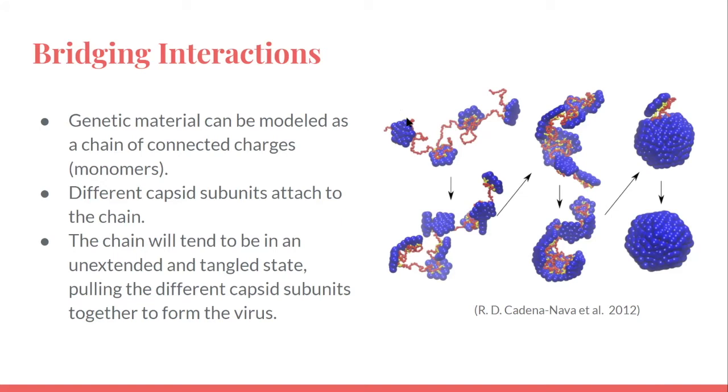So the capsid subunits repel each other as they have the same charge. However, it is entropically favorable for the genome chain to be in an unextended entangled state, pretty much like my earphones every time I leave them inside my backpack. And this contraction of the chain overcomes the electrostatic repulsion and results in the assembly of the virus, as we can see in the diagram.